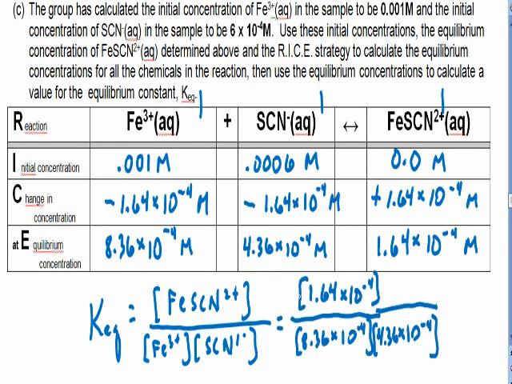We've now inserted the equilibrium concentrations in for each of the products and reactants, and we can calculate our value for the equilibrium constant. This gives us an equilibrium constant value of about roughly 450 for our KEQ for the iron thiocyanate equilibrium at room temperature.